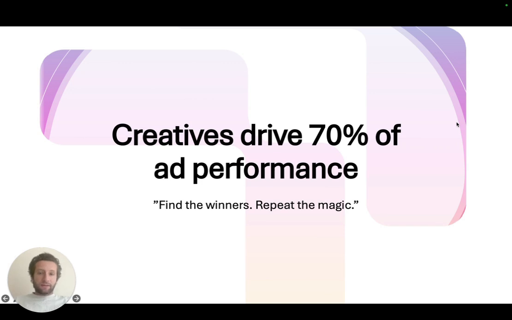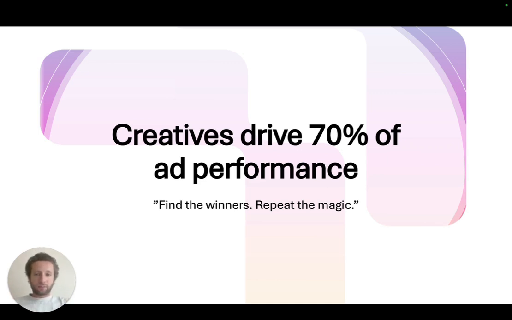It's always the same argument. The reason Creaboost exists is that today we know that 70% of the performance of your cross-channel digital ads depends on the creatives. The biggest lever you have to improve your performance is to find the winners and repeat the magic. That means finding the type of content that works for you in your creatives, and iterating and repeating until it stops working. So we identify what works, we identify what doesn't work. What doesn't work, we stop. What works, we duplicate as much as possible and squeeze every last drop out of it. The naming convention will allow you to do that.